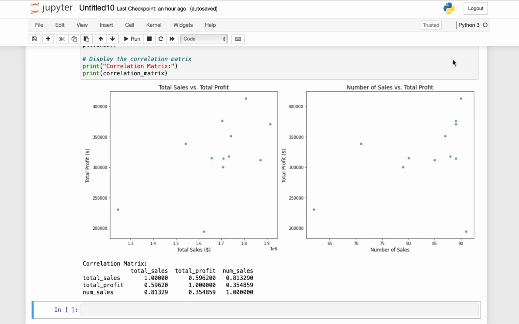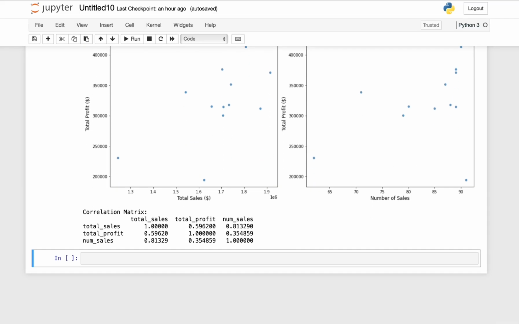Okay, so next, let's see what else we can do. Let's go ahead and visualize total sales and total profit by month. And the way we'll do that is, let's see.